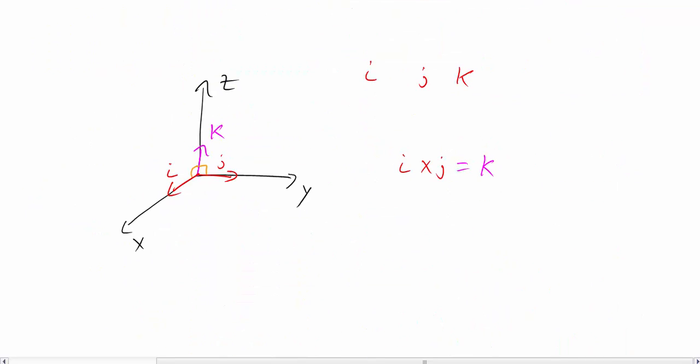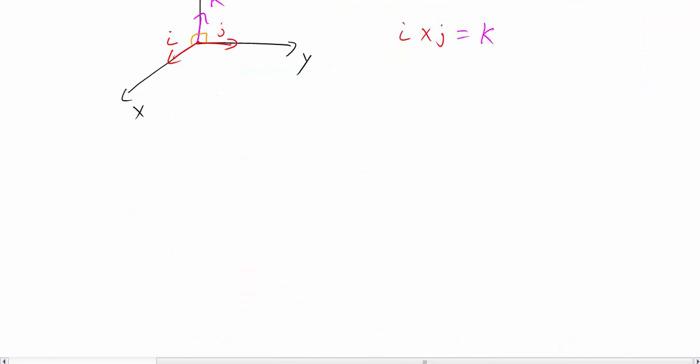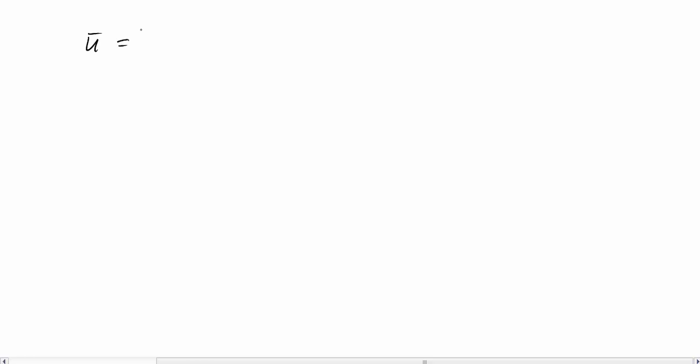Now, another thing we have with the cross product is it's a way that we can actually calculate the area of a parallelogram. For example, if we have two vectors, and we'll write them in component form here, u is equal to 1, 2, 2, and v is equal to 1, 0, 1.